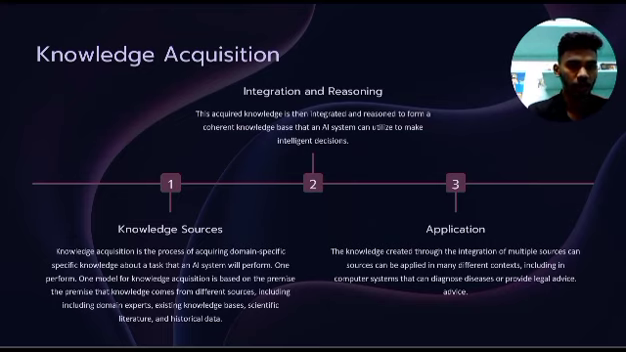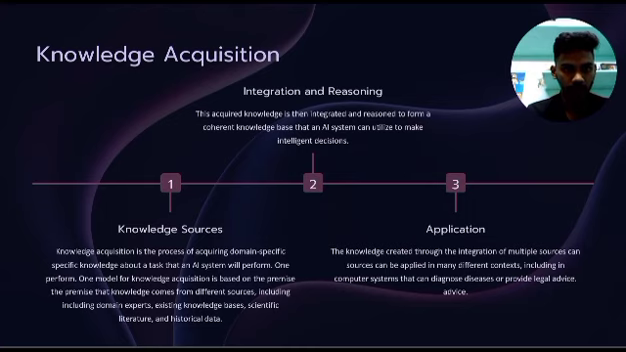Knowledge source. Knowledge acquisition is a process of acquiring domain-specific knowledge about a task that an AI system will perform. One model for knowledge acquisition is based on the premise that knowledge comes from different sources, including domain expert knowledge base, scientific literature, and historical data.